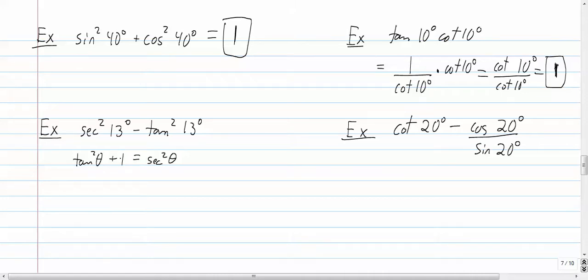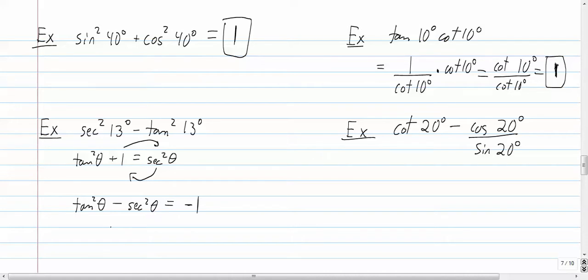Alright. Now, if I was to take this Pythagorean identity and move the secant squared over to the left side of the equation, move the 1 over to the right side of the equation, so I'm just swapping things around, then I would have tangent squared theta minus secant squared theta equals negative 1. So as long as the angle measures are the same, if you take tangent squared theta and subtract secant squared theta, you always get negative 1. So that means what for the problem that we have? Well, this is secant squared 13 degrees minus tangent squared 13 degrees.